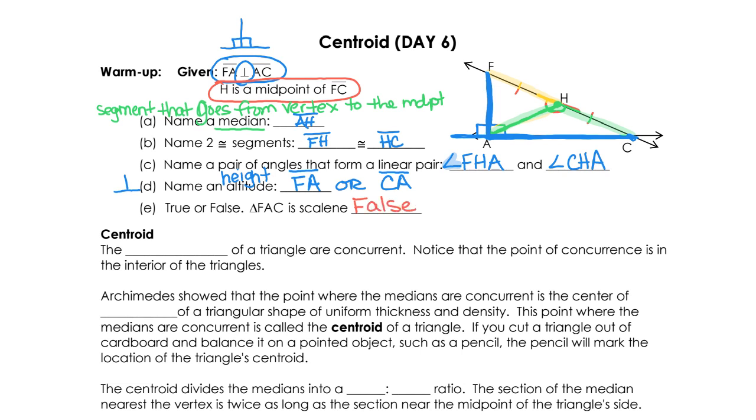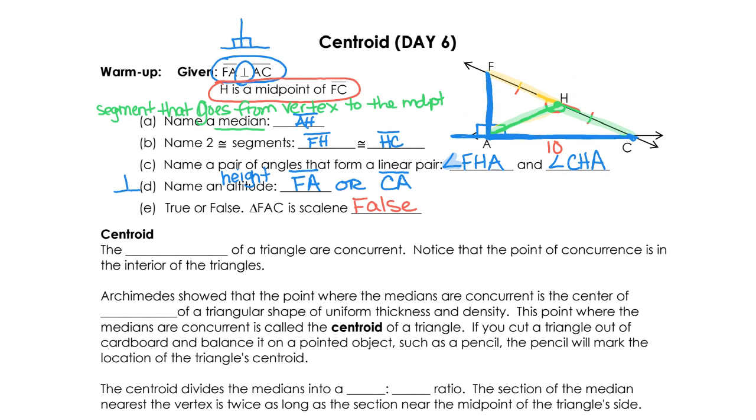Let me show you what some evidence would be in order for that to be true. If I knew that this side was, let's say, 5, and I knew that this side was, let's say, 10, and I knew that this side was, let's say, 12. Okay, now I can say all three sides have different measurements. Now I can say that triangle FAC is scalene. However, we don't know that this is 12. Okay.